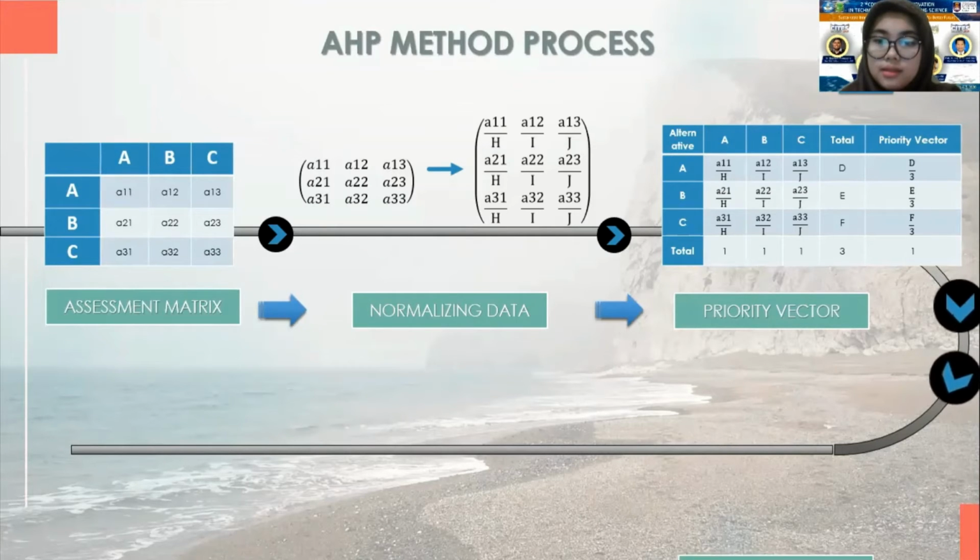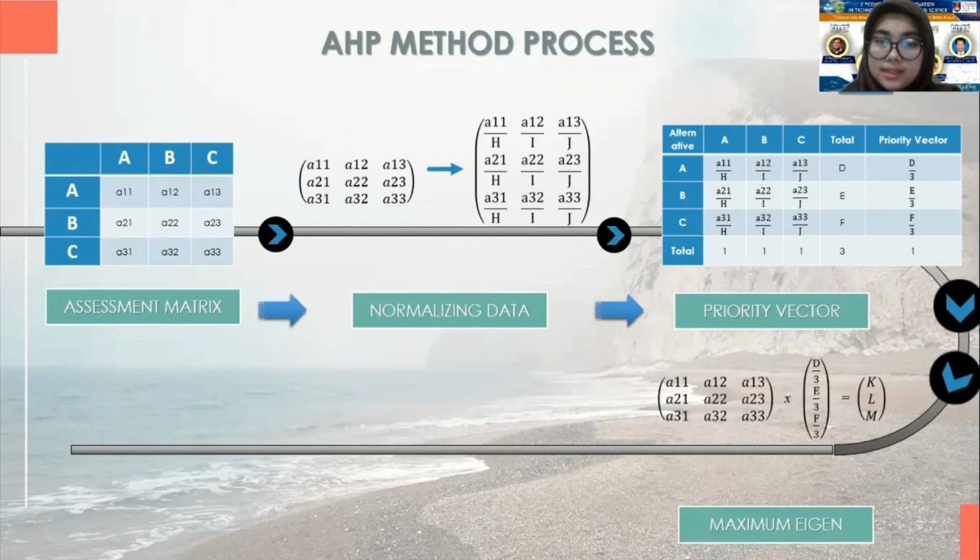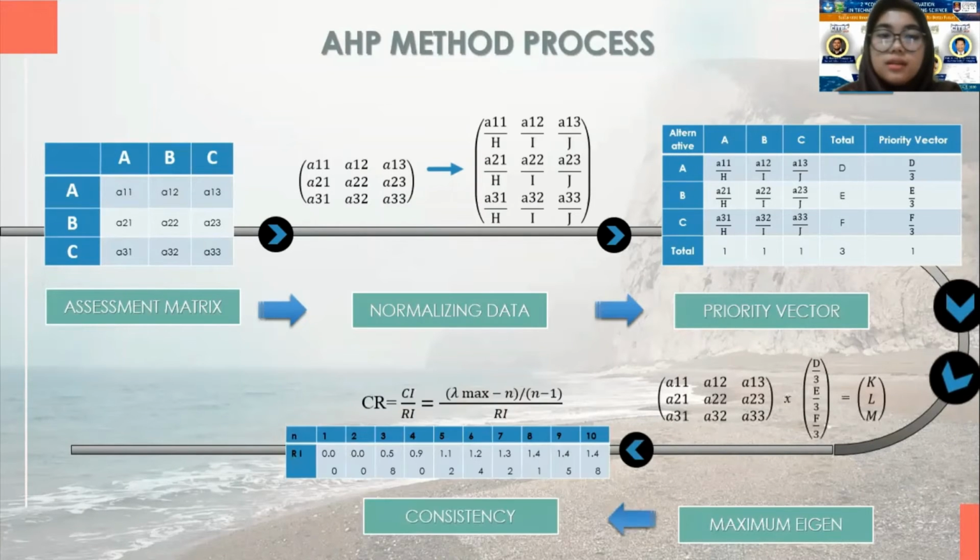Next is maximum eigen. And then consistency. The difference between the AHP method and other decision-making methods is the requirement of absolute consistency. The consistency is also determined by the maximum eigenvalue. If the matrix has a CR greater than 0.1, it is considered inconsistent, and an expert assessment could not be used.